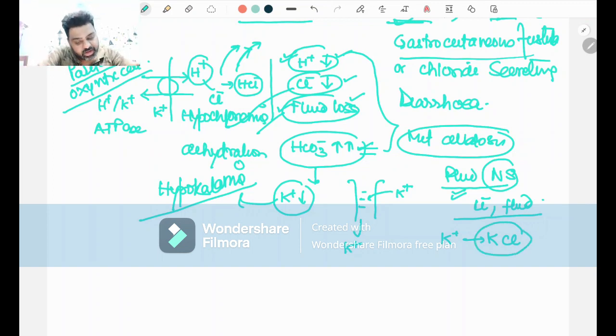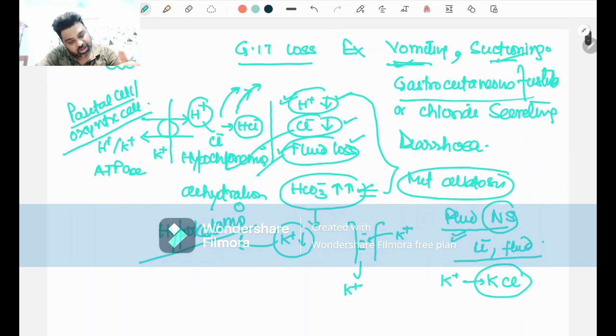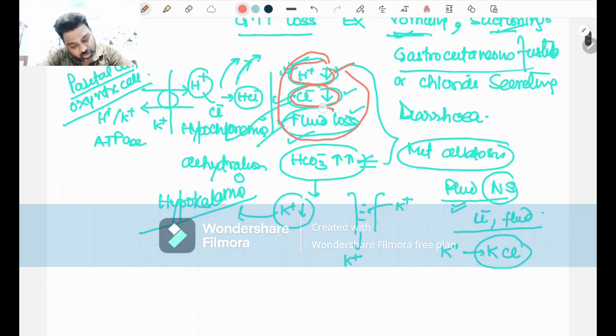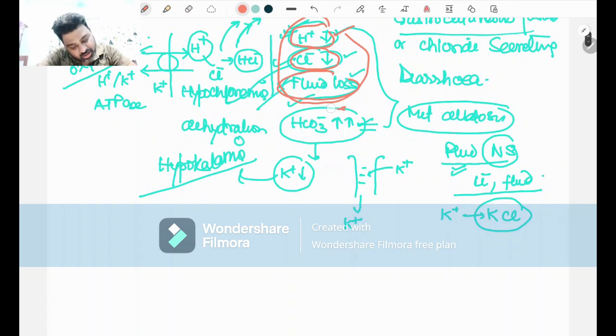So this is very important: why suctioning and vomiting cause metabolic alkalosis along with the chloride loss and the potassium loss. So again, I am telling it very fast: whenever there is vomiting or excessive suctioning or gastrocutaneous fistula, there is HCl loss plus fluid loss. This H plus loss leads to metabolic alkalosis. This chloride loss leads to hypochloremia, and this fluid loss leads to dehydration. There is a relative increase in bicarbonate ion which causes metabolic alkalosis, and when this bicarbonate passes through the lumen, because it is negatively charged, it takes potassium along with it and it causes hypokalemia.